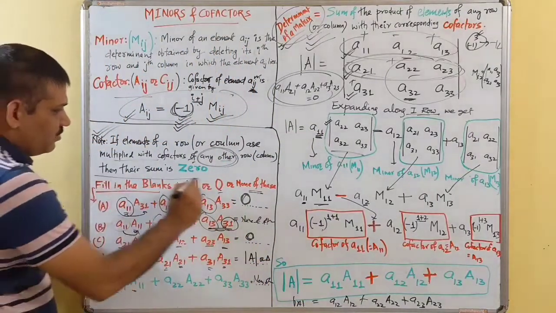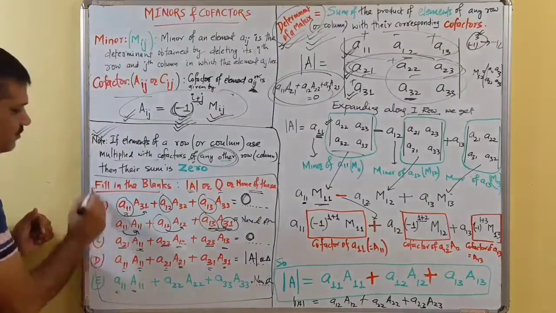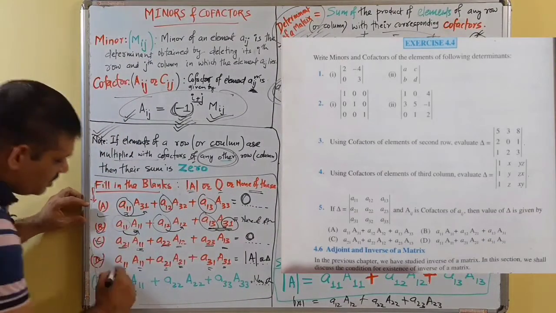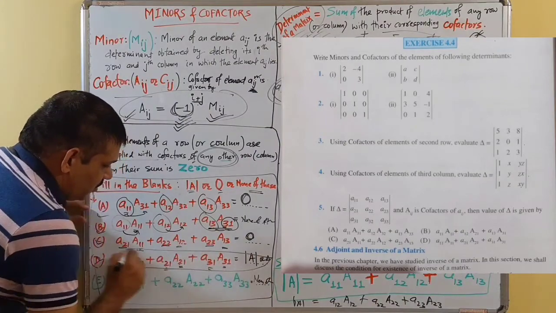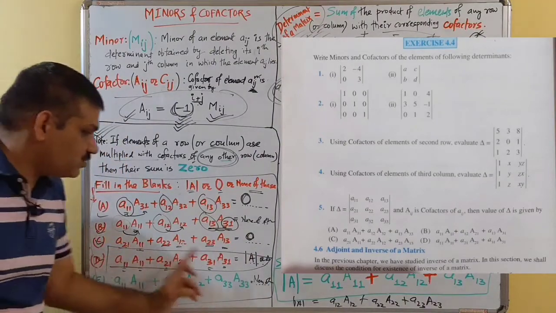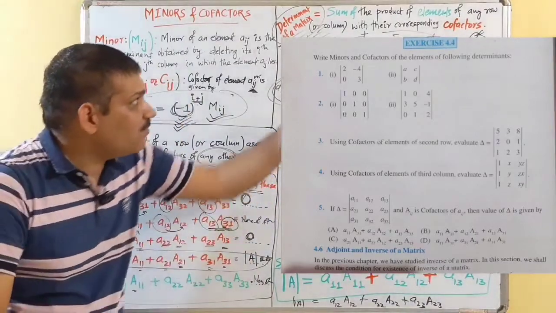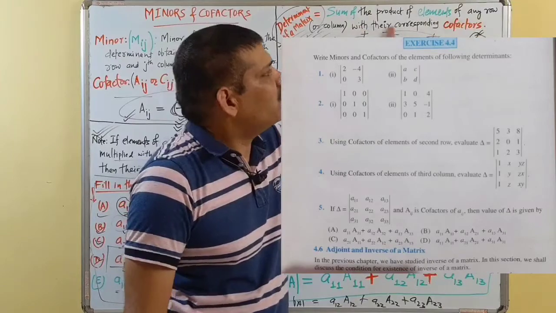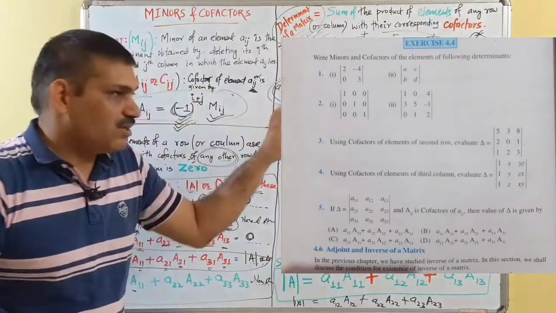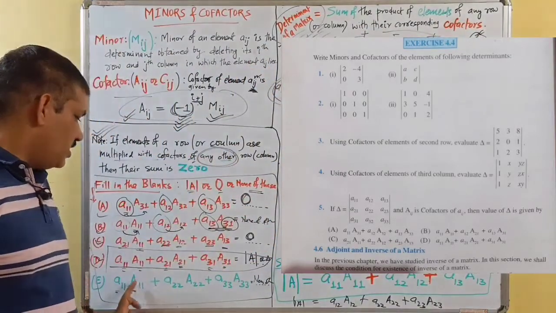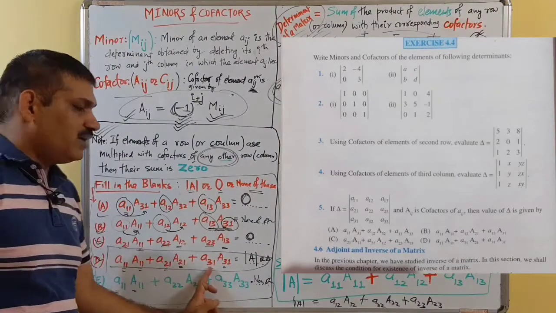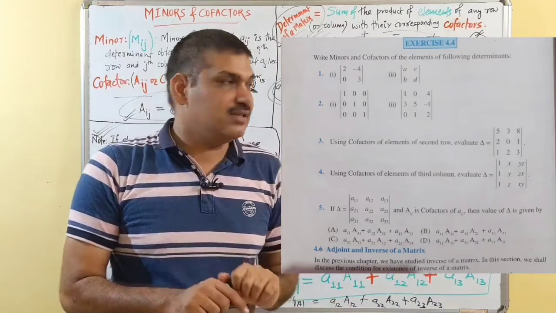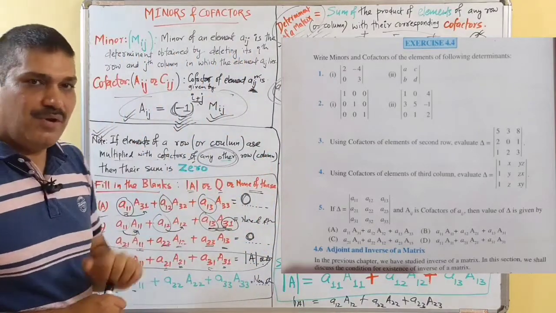Let's talk about the question in exercise 4.4 now. This is the last MCQ, in which we were given 4 options. Which of the following is the value of determinant? We must choose a row or column and take the sum of products of the elements of that row with their corresponding cofactors. If you choose a particular row or column, multiply its elements with the corresponding cofactors and sum them up, you are going to get the value of determinant. That's it.